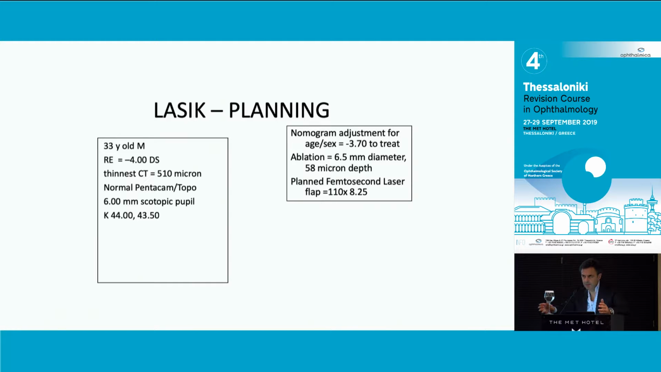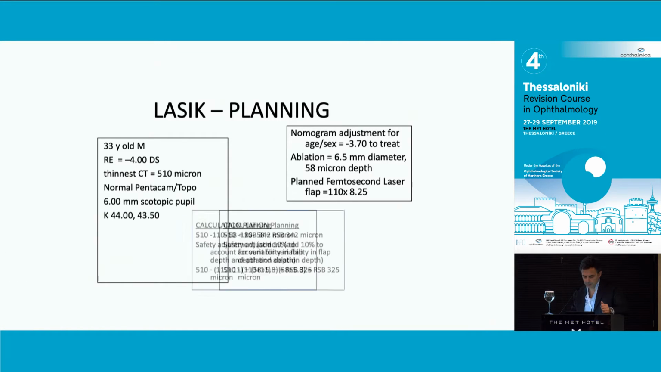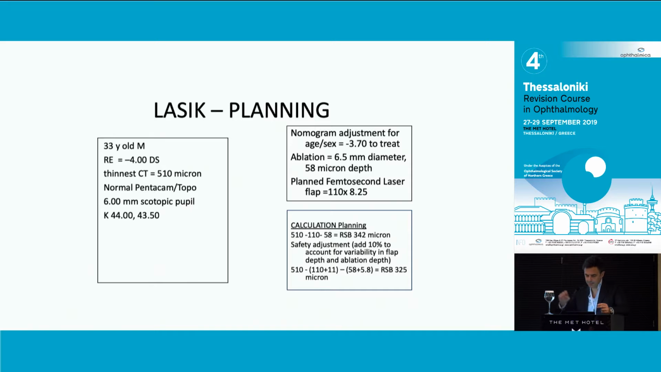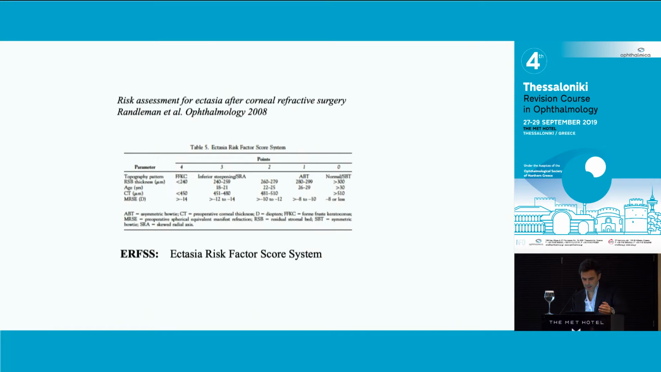If you consider an ablation of 6.5 mm, the average laser will remove 58 micron. In this case, the residual stromal bed, taking into account the 110 micron flap, will be well above 300 micron. So you need to have this calculation in mind when you plan your laser, if you don't do the planning before seeing the patient on the wavefront scanning machine.